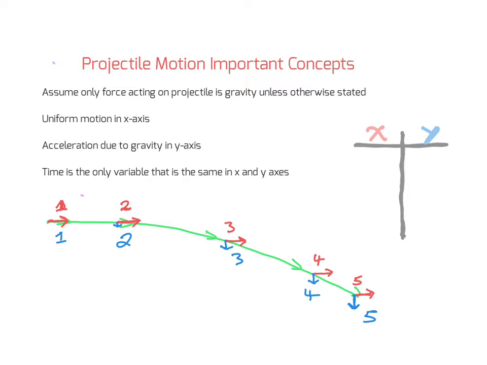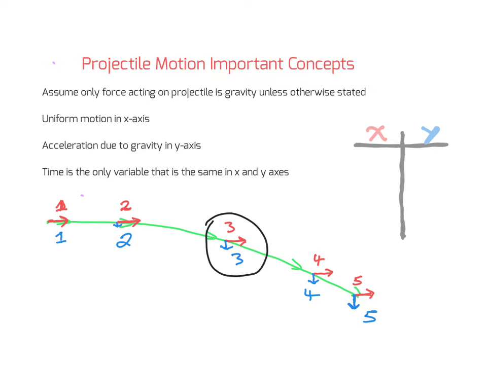So just to recap, the fourth important concept is that time is the only variable that is the same in the x and y axes. In other words, at interval number 3, the time in the x-axis and the y-axis is the same. The delta t taken for that object to go from the beginning to reach interval number 3 is the same in both axes.